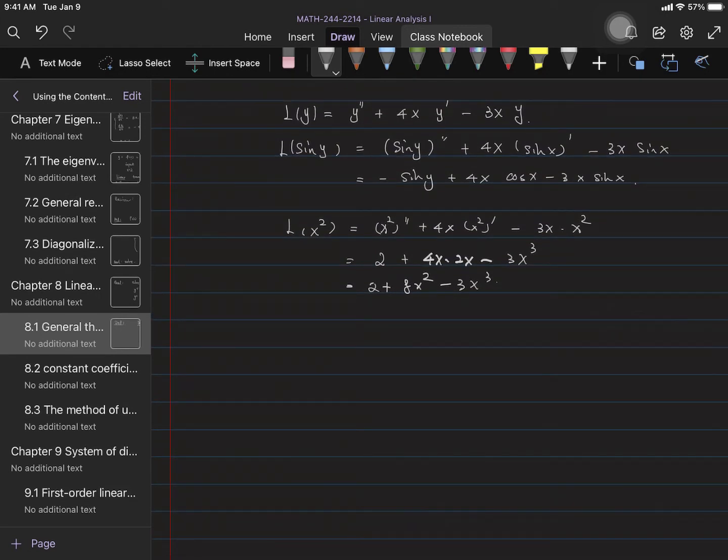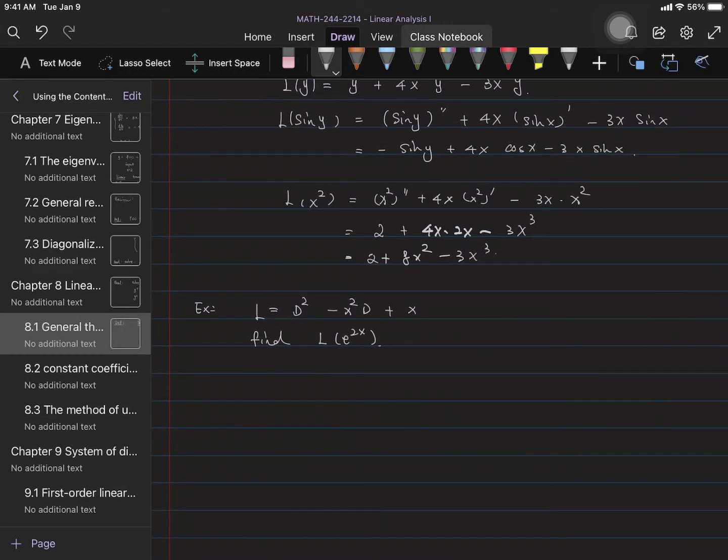Let's see, I'm going to give you one exercise problem. L equals this one, D squared minus x squared D plus x. Let's find what is L of e to the 2x. Okay, please try this by yourself.